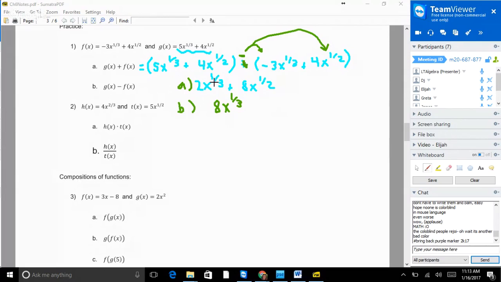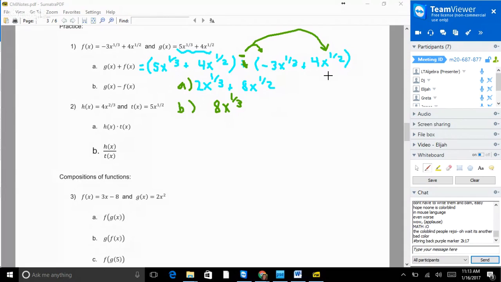And then my second term is 4x to the 1/2 power minus 4x to the 1/2 power. Oh, those cancel each other out, right? 4x to the 1/2 minus 4x to the 1/2 is just 0. So that's part B. Okay, any questions about that? Pretty easy, right?